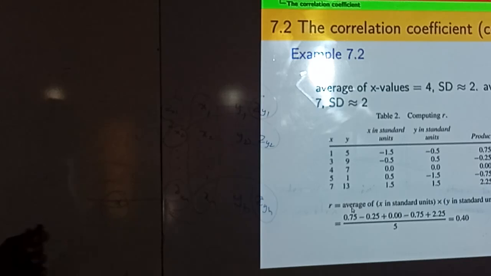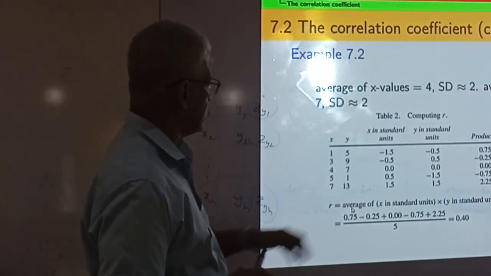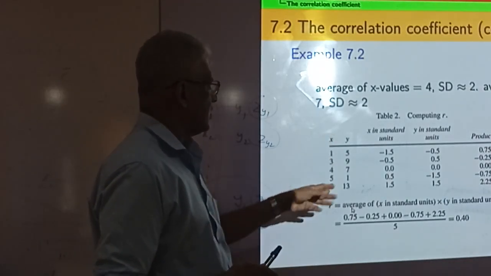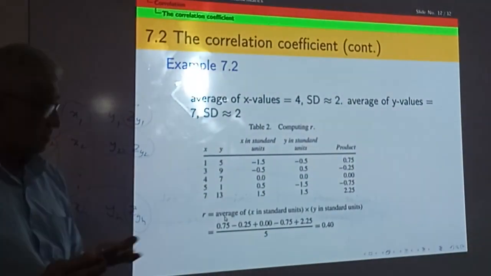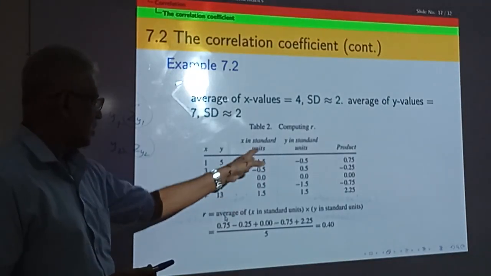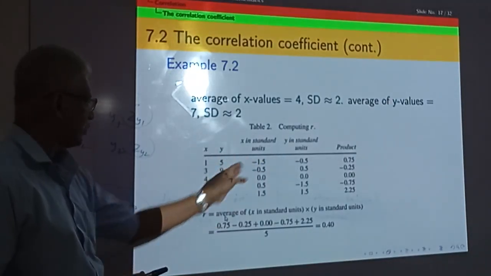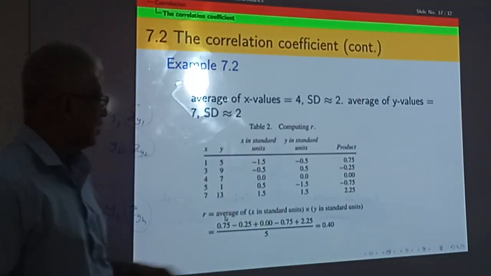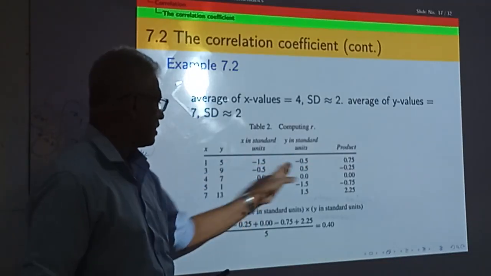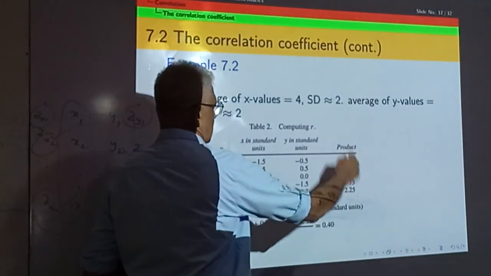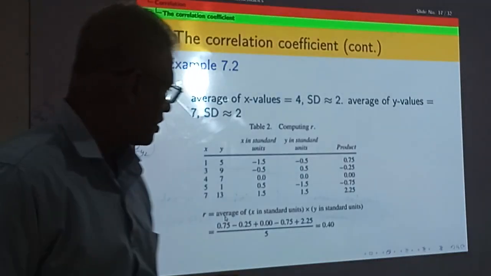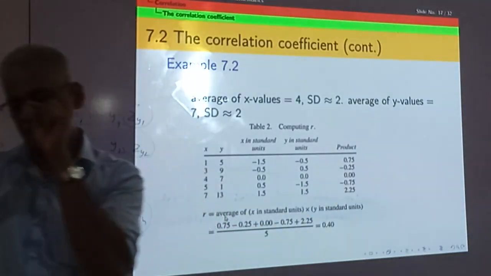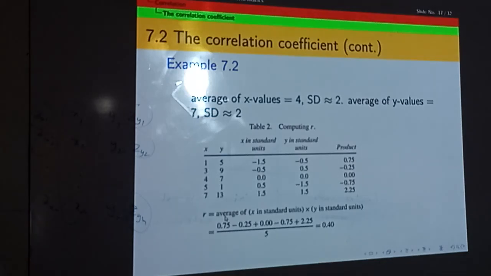So for example, if you look at a simple example, suppose you have these xy pairs. What you have to do is, first of all, calculate the standard units, standardize x values. Take away the mean from each x value, so in that case you will get these values, and standardize y values, and then take the products, and then take the mean of these values. So in this case, when you calculate it is 0.4. So that gives you the strength of the linear relationship.